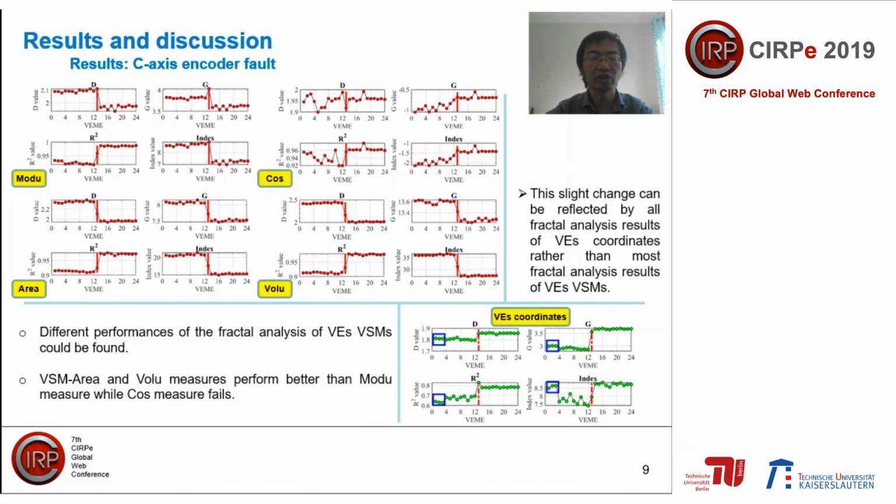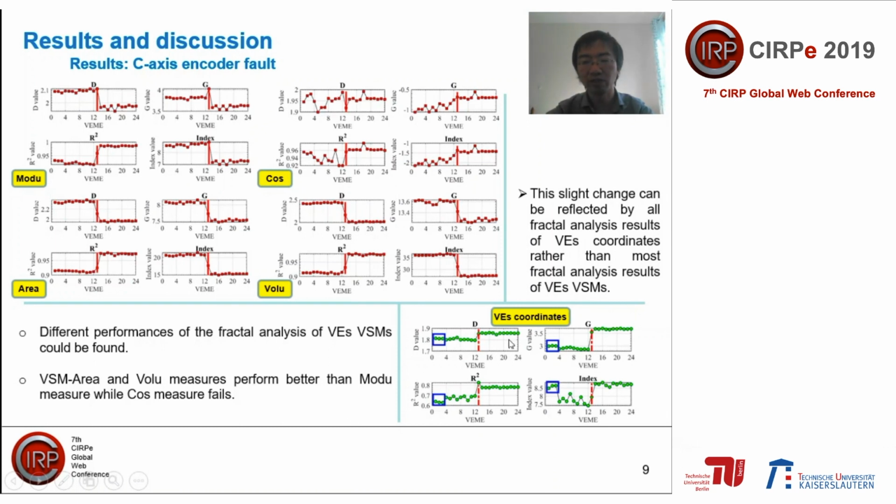After the data processing, we get the following results. This slide reveals the C-axis encoder fault processing result. From here, we can find that different performance of fractal analysis of volumetric error vector similarity measures could be found. Area and volume measures perform better than the module in the change point detection, and the exact change point is at the 13th position. However, for the cosine parameter, it doesn't work. The change point isn't detected.